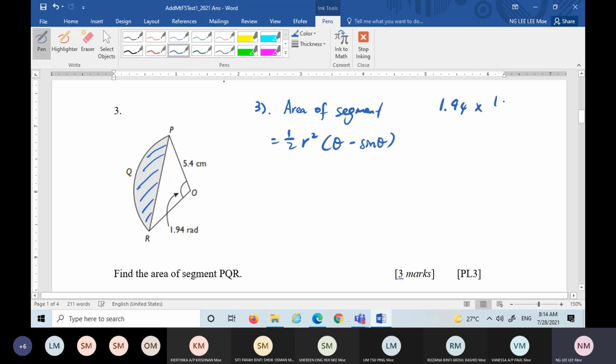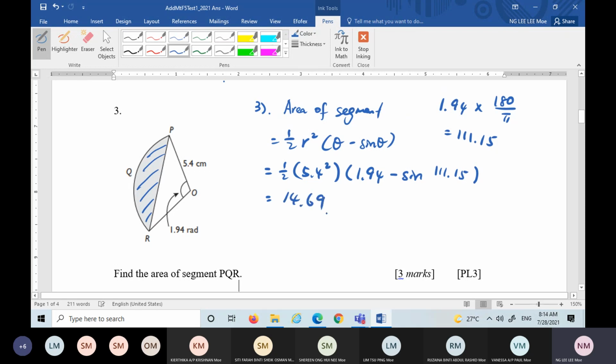Okay, I change it into degree first. So this is what I get. For those having your script, you can do the correction on your script. Don't just listen. Now R is 5.4, so R squared is 5.4 squared. The theta is 1.94, this is in radian. And then sine theta, this theta is in degree, so 111.15. Then the answer is 14.69 centimeter squared. So this is for question number 3.